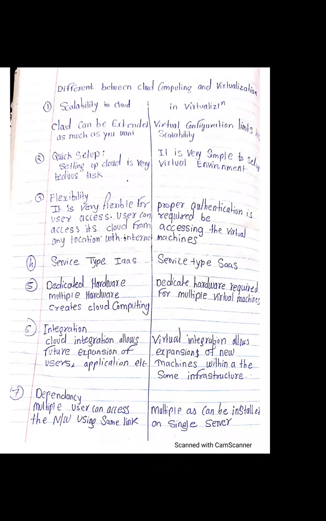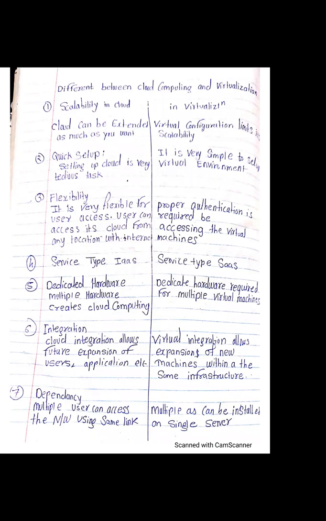Let's see scalability first. What is the advantage of scale in cloud computing and virtualization? In scalability, the cloud can be extended as much as you want. You can extend the memory capacity and pay as you use. How much you use, that much you pay. If you use less, you pay less. So you can extend as much as you want.